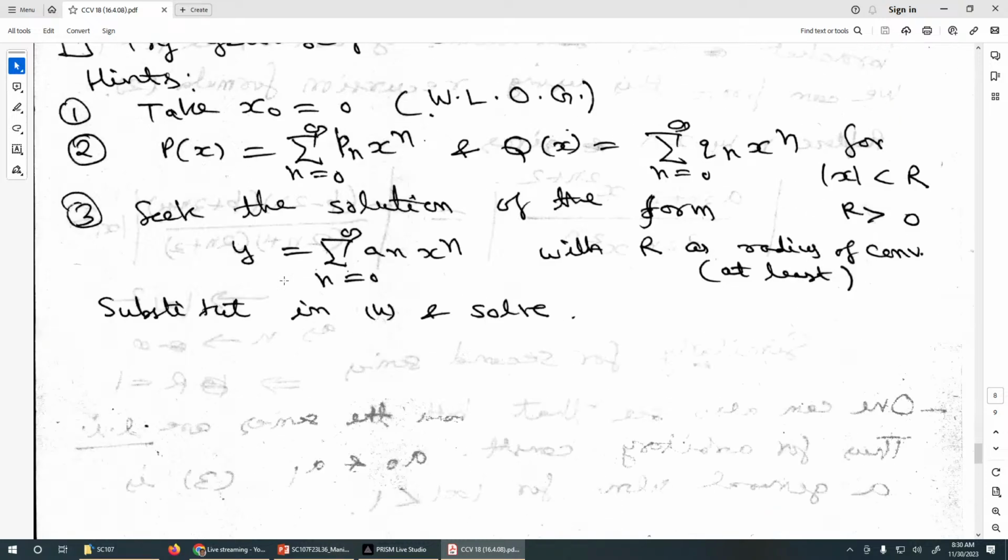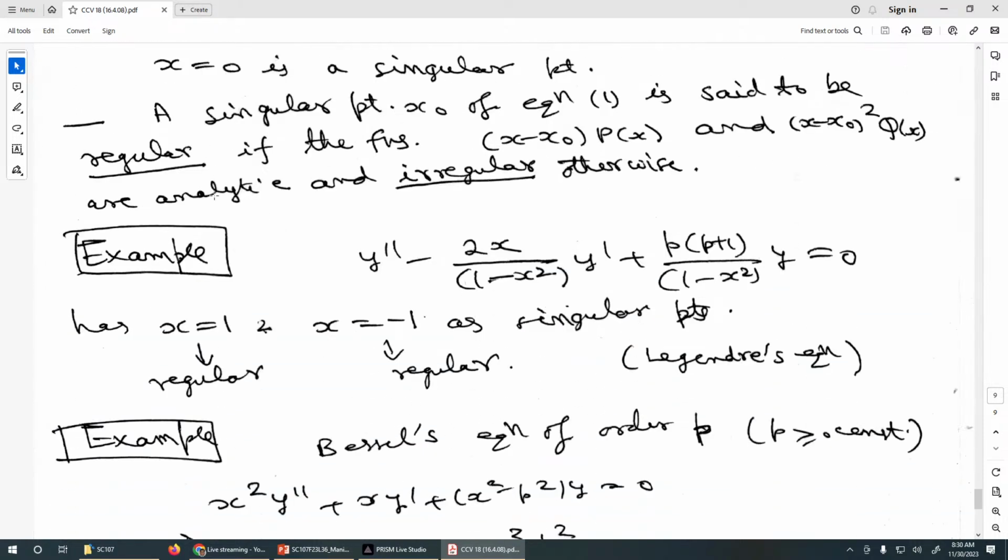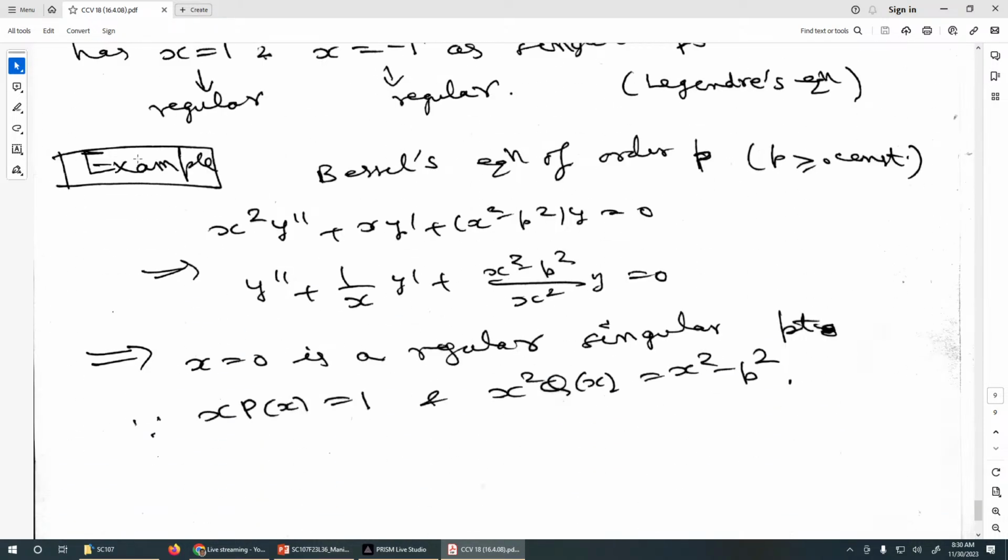Okay, let me show you a couple of others. There is a definition. Now here x is equal to 0 is a singular point. Then we need some other modifications. So this equation is known as Bessel's equation.